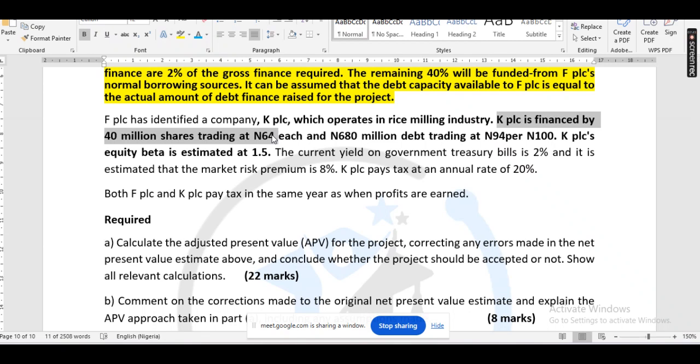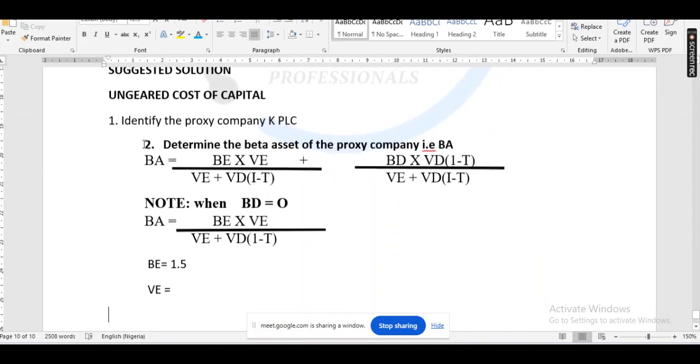64 naira per share. This 64 is not in million. It is 64 naira per share, and they are to trade 40 million. What is the value of the shares? That is the market value of the equity trading. So in this case, the market value will be the 40 million shares times the market price, 64 naira per share. So what is the value?